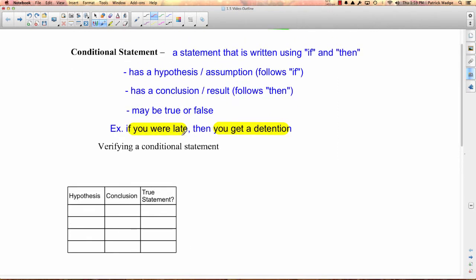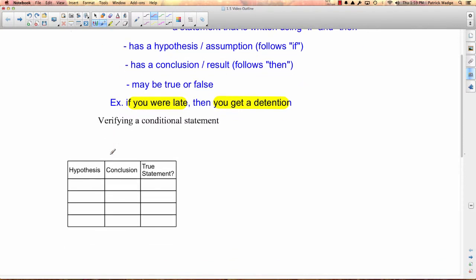Okay, so what if you wanted to test to see, well, I'm not sure if it's true or not. You'd have to look at 4 different conditions. One condition, for example, is when the hypothesis is true. I'm just going to put T. When the hypothesis is true and the conclusion is also true.